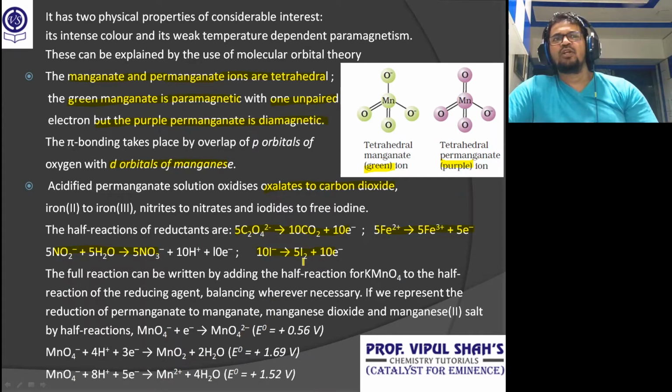All right. So here we have the half reactions where potassium permanganate gains electrons to become manganate, and MnO4 minus becomes MnO2, or MnO4 minus again becomes Mn2 plus, because in MnO2 Mn is in +4 state. All right, that's one.